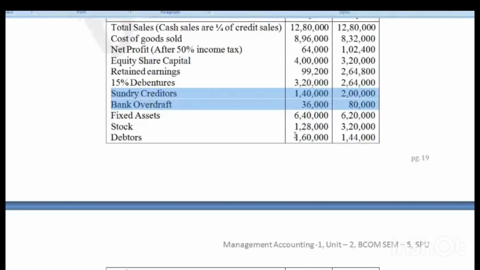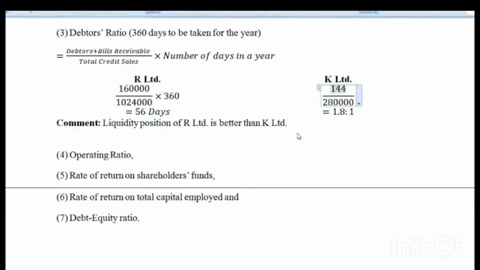144. Debtors are 144, and credit sale is the same, I think 10 lakh 24,000. And the answer is 50 days. So which company's activity is better than the other company?